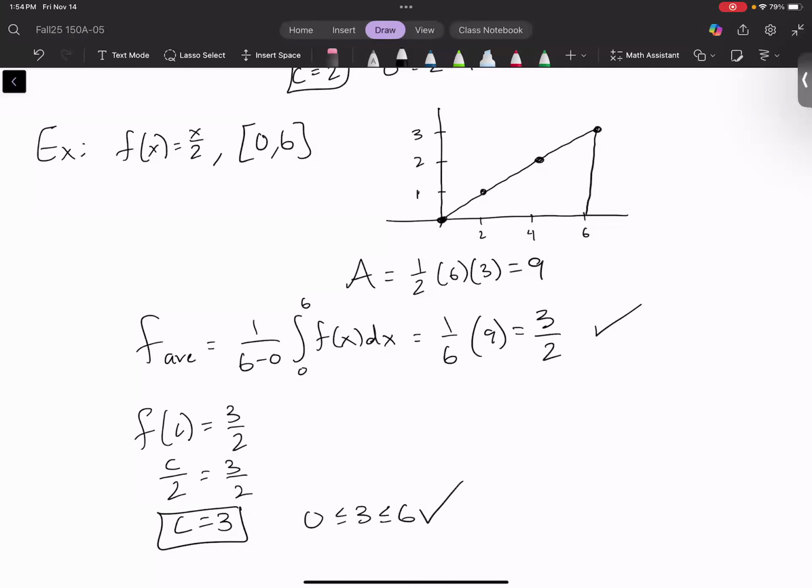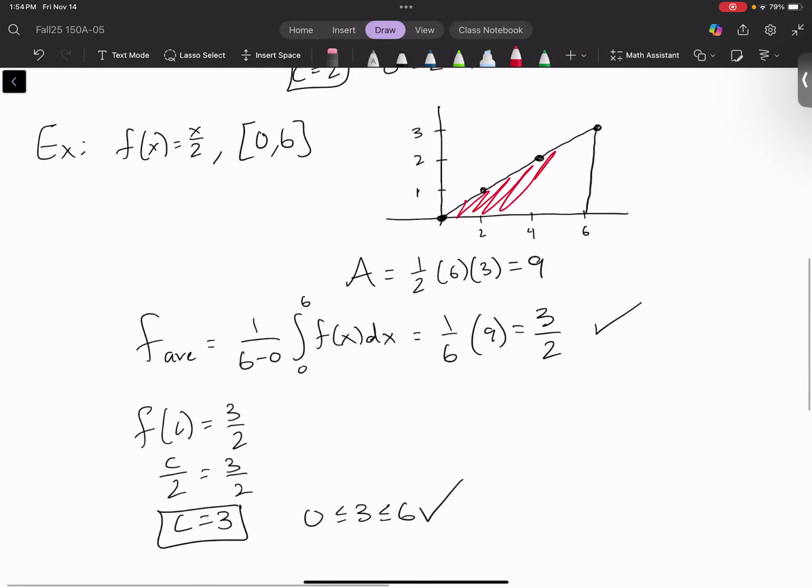All right, hopefully you guys paused. Here we are. So I drew the picture. We got this triangle here. The height is 3, excuse me, the base is 6. So the area is 9. Now plugging into our average value formula, we get a sixth times 9, which is 3 halves.